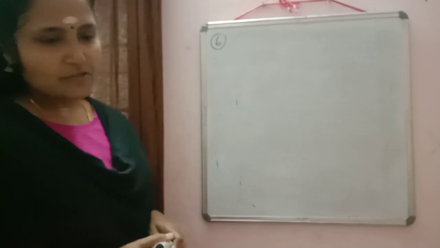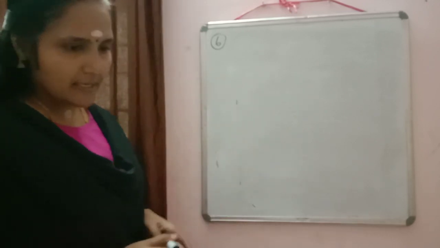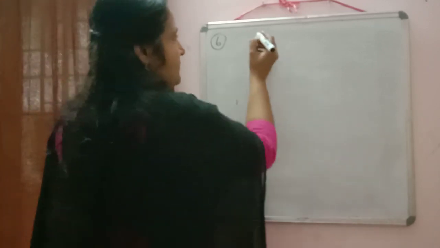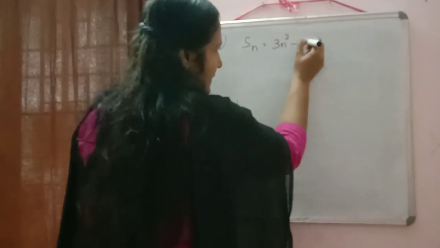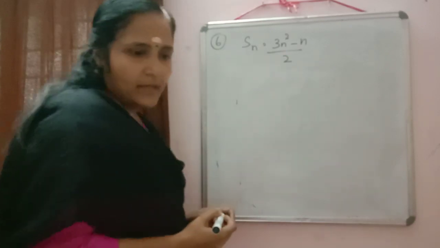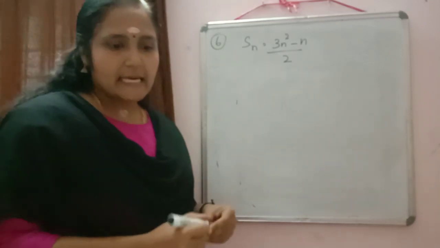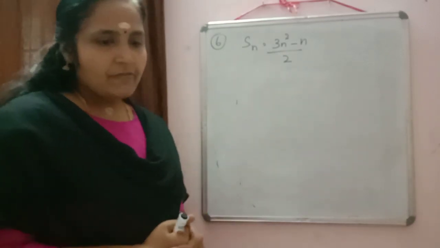Sum of n terms of the AP. Now the next type of question is one in which Sn is given. Sn is equal to 3n square minus n by 2. We have to find out the first term, second term, common difference and 15th term.